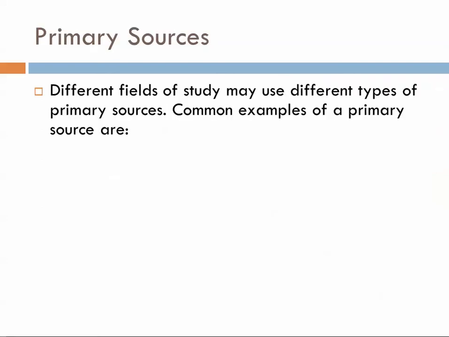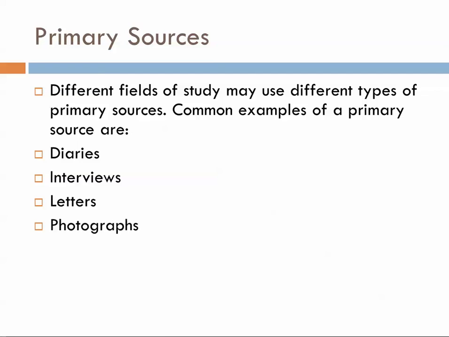Different fields of study may use different types of primary sources, but common examples of a primary source in the humanities are diaries. And we were just mentioning Sei Shonagon's Pillow Book really is, in essence, a diary. Interviews. Let's say an interview was done with a historical figure. Letters that somebody exchanged. For example, letters that Sei Shonagon exchanged with other ladies in the imperial court.